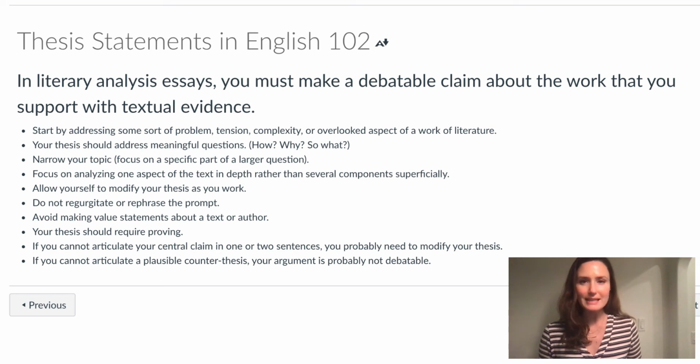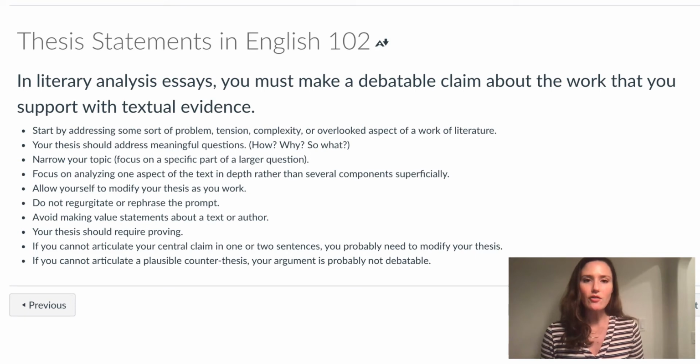Let's talk about thesis statements for literary analysis essays. So you probably know what a basic thesis statement includes already. It includes a specific or narrow topic and an assertion or an argument about that topic. A thesis statement for a literary analysis essay has to accomplish a little bit more. It's going to answer how and why and so what questions.